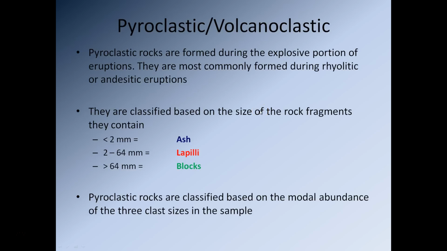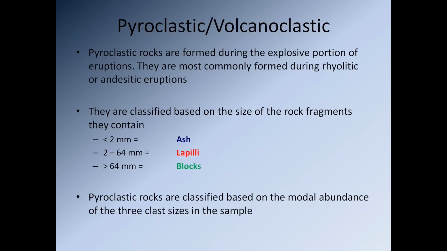So what about pyroclastic rocks? Pyroclastic rocks can also be referred to as volcaniclastic rocks. Pyroclastic rocks are formed during the explosive portion of an eruption. They're most commonly formed during rhyolitic and andesitic eruptions because those two types of lava have the greatest amount of dissolved gas in them.